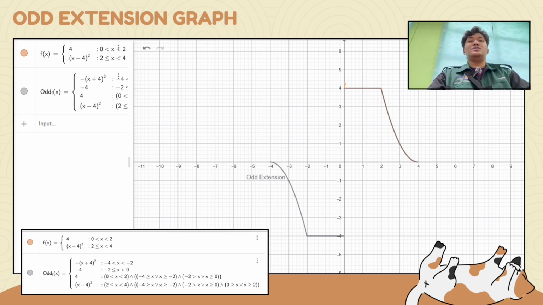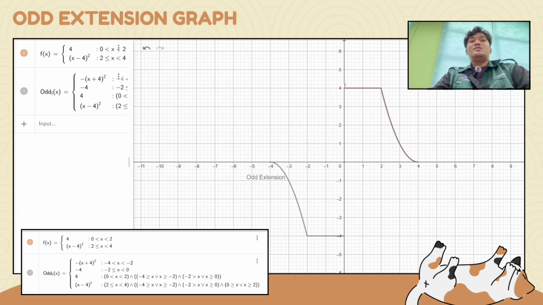Okay, before that, this is the odd extension graph. The mathematical piecewise definition for the odd extension is shown below, where the upper is the original and the lower is the odd extension. To expand the function into a sine series, the function must be extended as an odd function over the interval -4 to 4. Odd functions are symmetric with respect to the origin. As I said, f(-x) equal to -f(x).